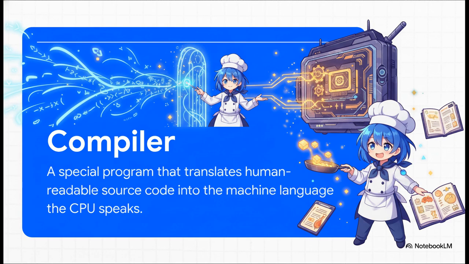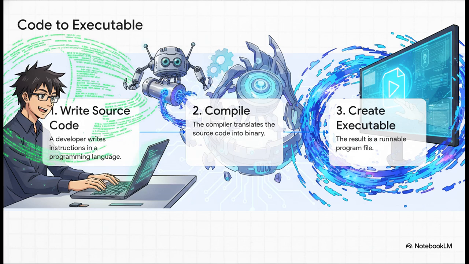We use a special program called a compiler. You can think of the compiler as our master translator. It's a genius at taking that human-readable recipe, the source code, and translating it perfectly into the only language our chef, the CPU, actually understands. So this whole process really boils down to 3 key steps. First, you've got a developer who writes the source code, the recipe. Second, the compiler does its magic, translating all that code into binary. And third, the final output is something called an executable file. That's the actual program you double-click to run on your computer.